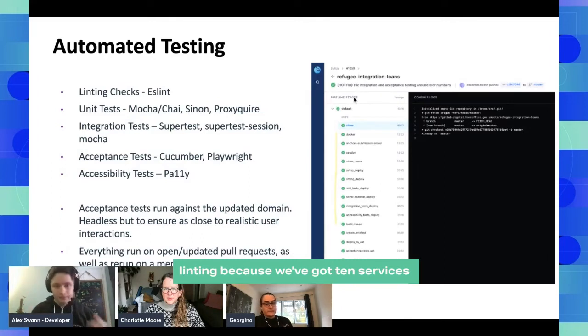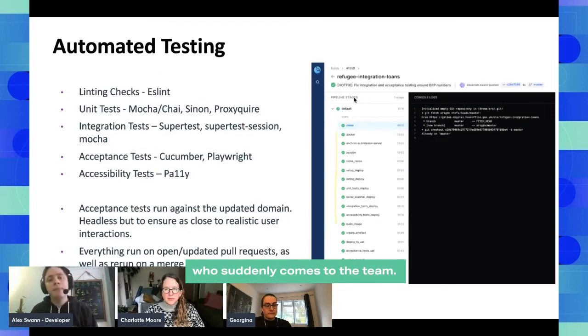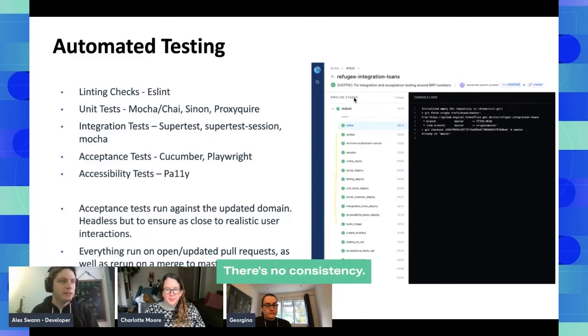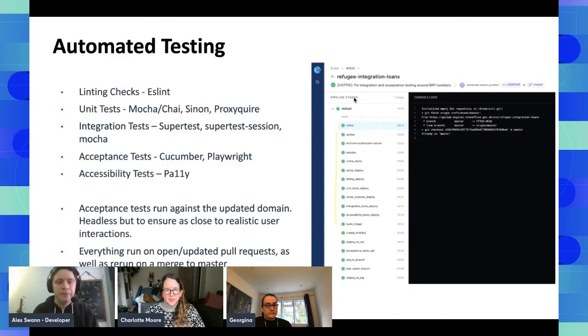Linting, because we've got 10 services, we've tried to set up our own configuration, which is sort of a bit based on Google and I think Facebook setup, I'm trying to remember off the top of my head, but essentially so that the code base and the style of it is consistent across the 10 of our services. What we don't want is an apprentice or an intern or junior developer who suddenly comes to the team, looks at one service and then looks at another one, and they look entirely different because there's lots of white space all over the place, dangling commas, no consistency, so that it's harder for them to then penetrate the code because the format is completely different to the next thing. So you get what I mean.